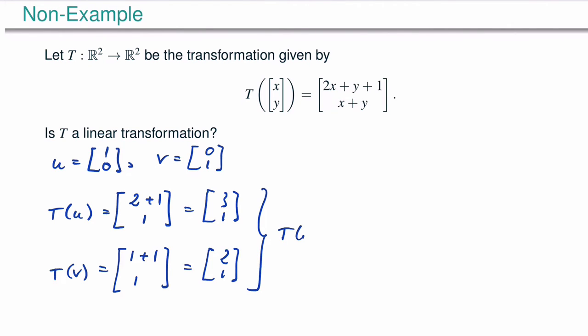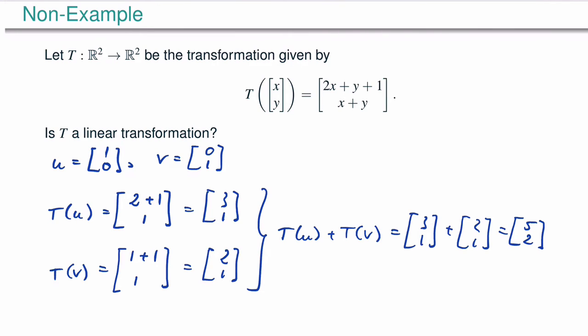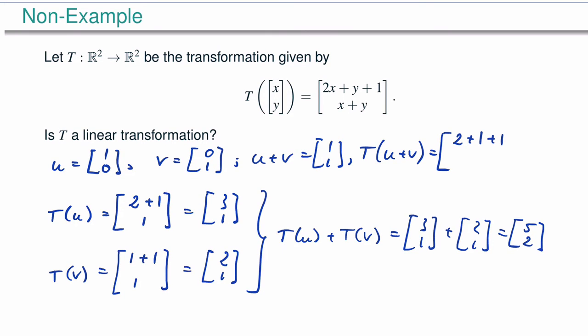When I add those two up, I get T of u plus T of v, which equals (3, 1) plus (2, 1). So that's the vector (5, 2). On the other hand, u plus v is the vector (1, 1). And so for T of u plus v, I now have 1 for x and 1 for y. So 2 times x, that's 2. y is also equal to 1, so plus 1 plus 1. At the bottom I have x plus y, which is 1 plus 1, so that's 2. So overall, this is the vector (4, 2). That's not the same as the vector (5, 2). The problem here really was in the plus 1 right there, but we'll learn about that a little bit later.